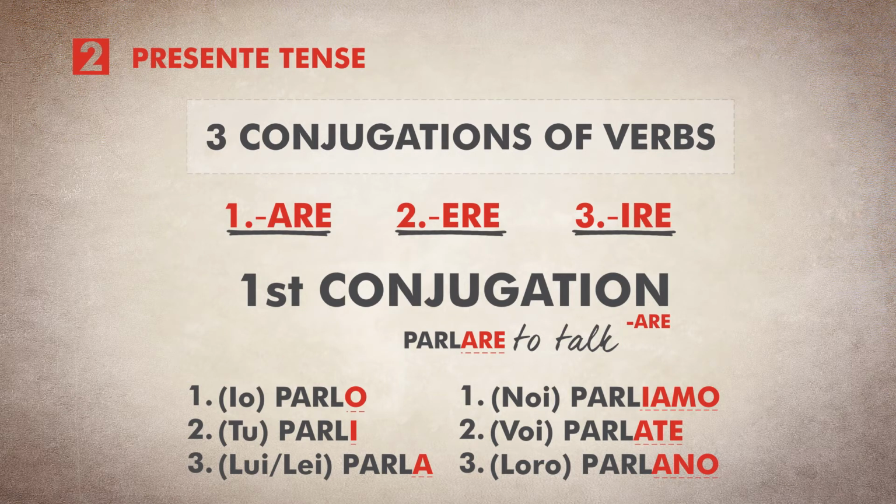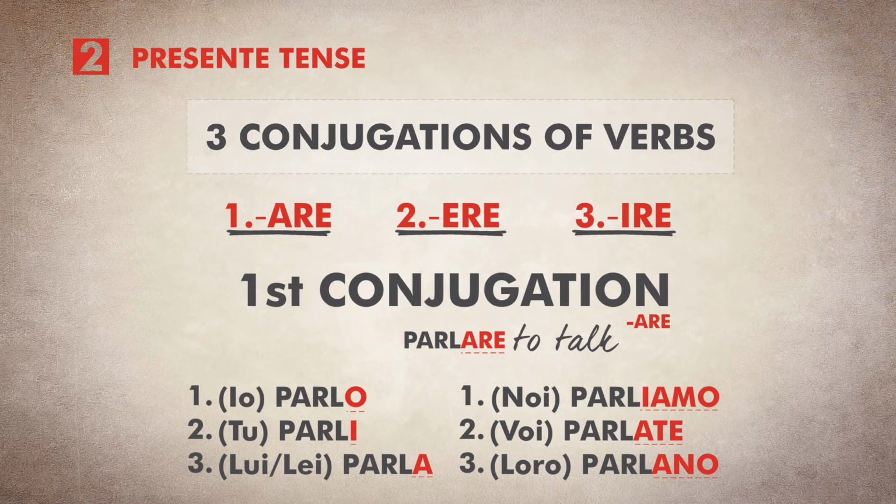Iamo for the first person plural, noi parliamo. Ate for the second person plural, voi parlate. And ano for the third person plural, loro parlano. Io parlo, tu parli, lui, lei parla, noi parliamo, voi parlate, loro parlano.